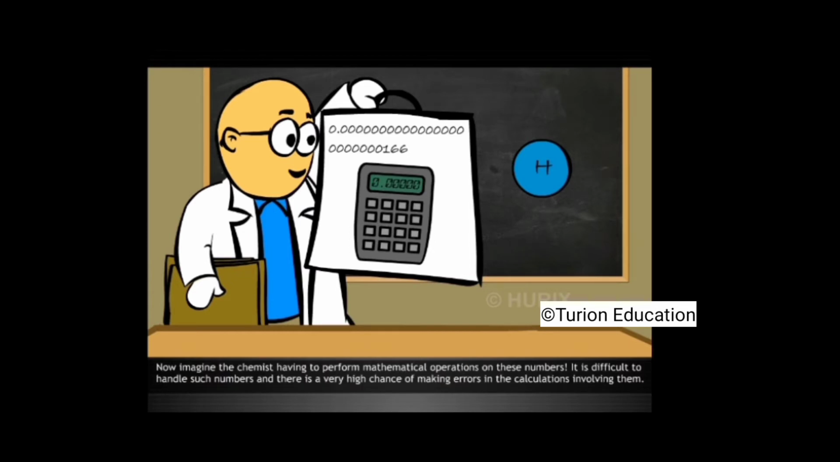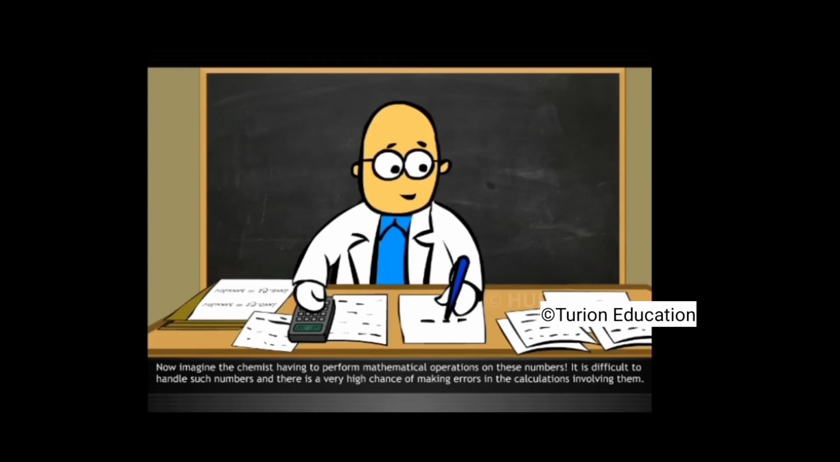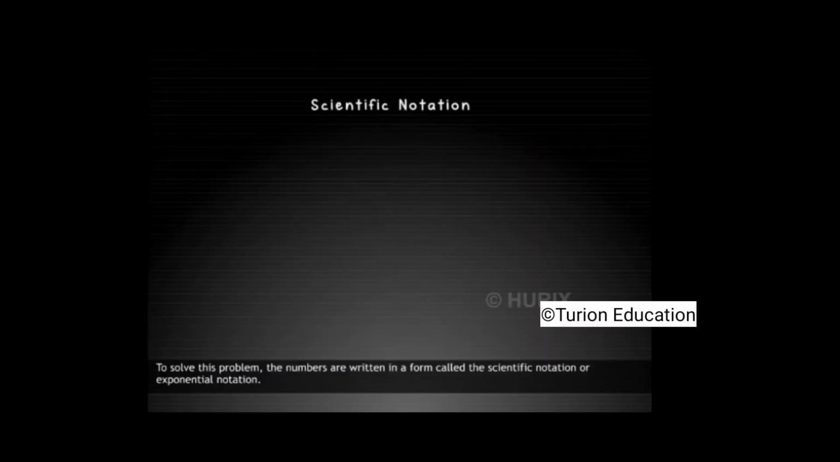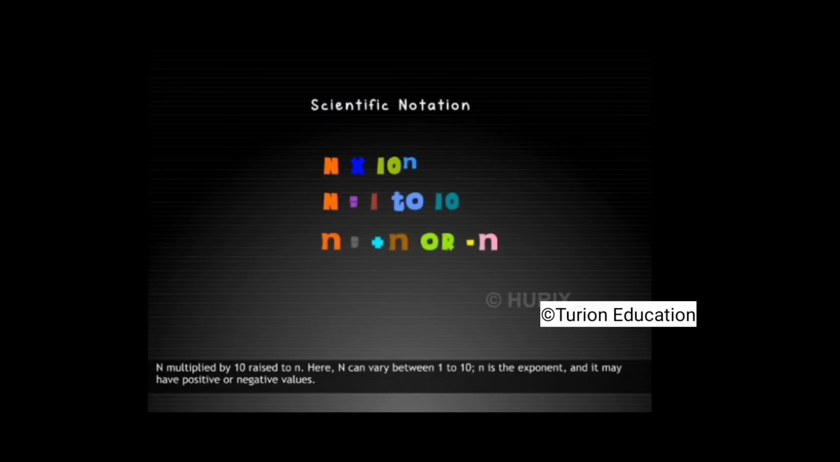It is difficult to handle such numbers, and there is a very high chance of making errors in the calculations involving them. To solve this problem, the numbers are written in a form called the scientific notation or exponential notation. In this form of representation, the numbers are expressed as N multiplied by 10 raised to n. Here, N can vary between 1 to 10. n is the exponent, and it may have positive or negative values.